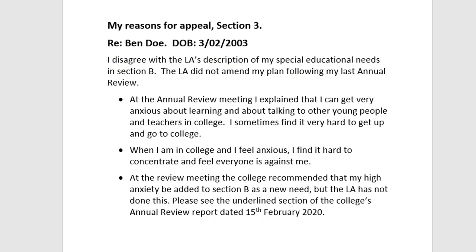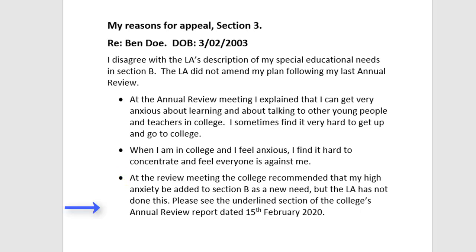And he says that at the annual review meeting he explained that he can get very anxious about learning and about talking to young people and teachers in college, and that sometimes he can find it hard to get up and go to college. When he is in college and feels anxious, he finds it hard to concentrate and feels everyone is against him. He explains that at the annual review meeting the college recommended that his high anxiety be added to Section B of his EHC plan as a new need, but the LA did not amend the plan.